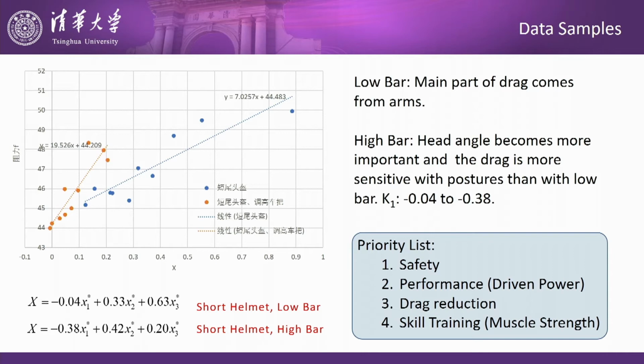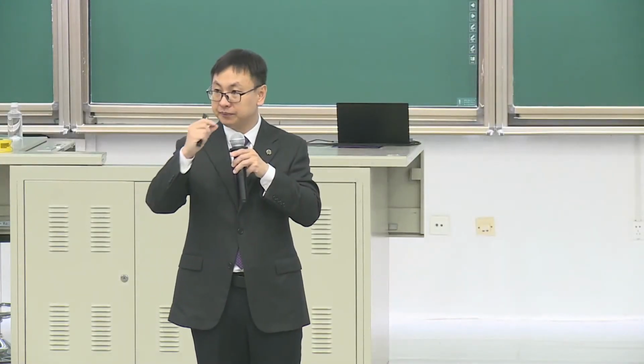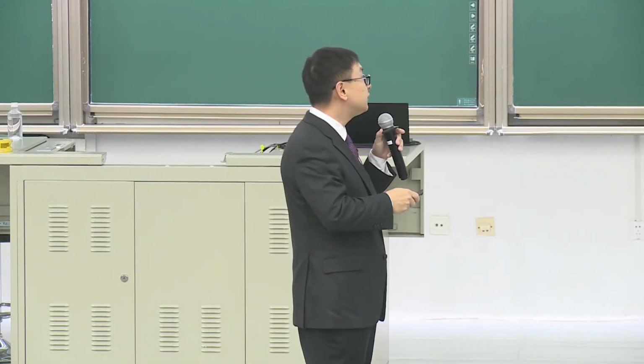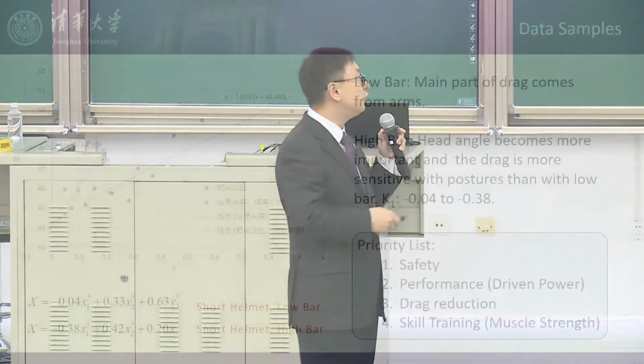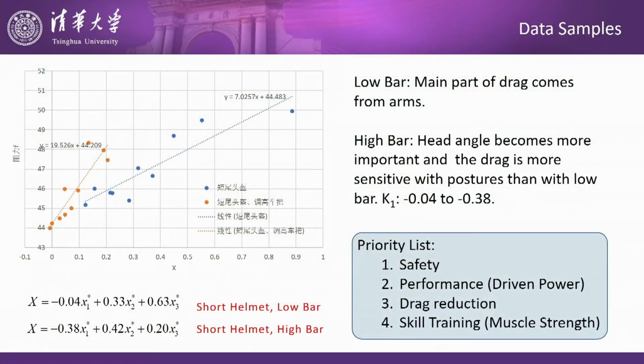We found that short helmet with lower handle is not sensitive to the head, 0.04. Means no matter your heads up or heads down, it doesn't affect your drag too much. However, if we change to high bar, the high handle, it's just 2 centimeters higher than the original one. And suddenly the constant jumped from 0.04 to 0.38. And the arms, it's changed from 63 to 20. That means with higher bar, it's sensitive to the head, not the arm anymore.